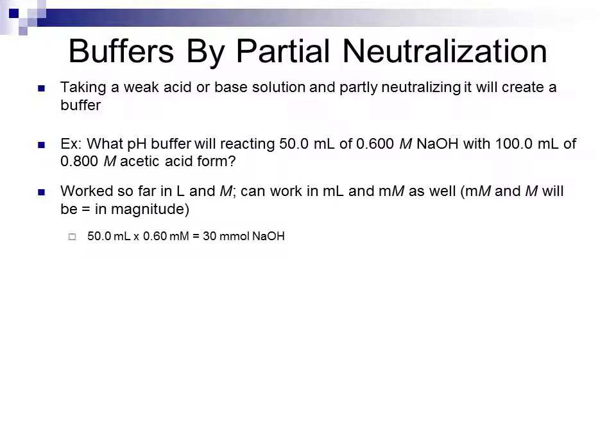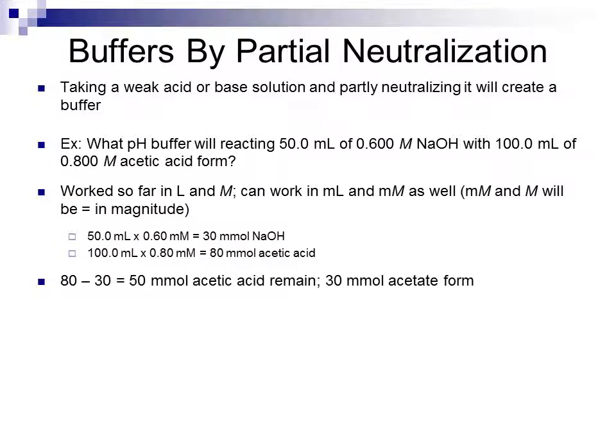So taking 50 milliliters times 0.6 millimolar gives us 30 millimoles of sodium hydroxide. 100 milliliters times 0.8 millimolar gives us 80 millimoles of acetic acid. 80 minus 30, so reacting 30 of the 80 acetic acid gives us a total of 50 millimoles of acetic acid left, and it generates 30 millimoles of acetate.